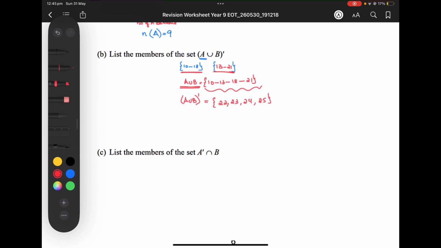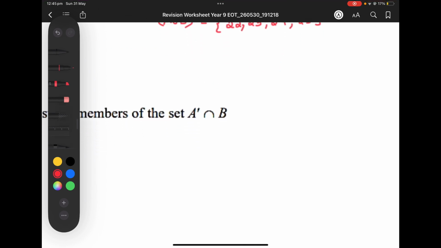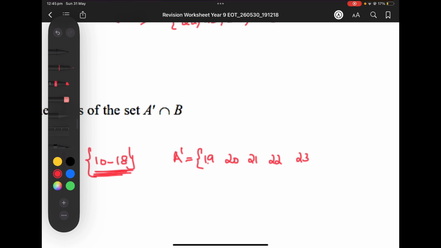Now we have to list the numbers of the set A complement intersection B. A is how much? Let's write first. A is 10 to 18. This is the A. Then we have to take A complement, so you have to leave the terms that are in A. When we leave 10 to 18, all of them, what am I left with? I'm left with 19, 20, 21, 22, 23, 24 and 25, right?